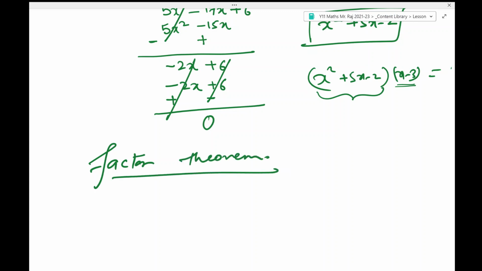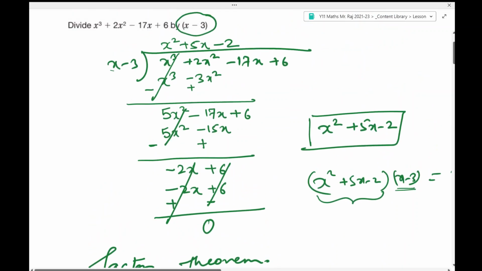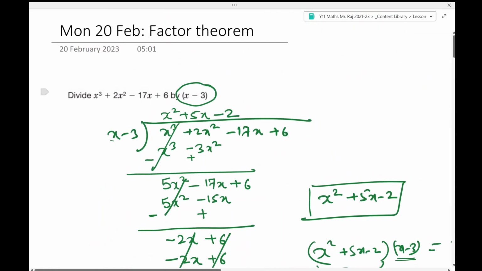So as per factor theorem, if you have a factor, let's say x minus 3, in order to check whether x minus 3 can divide x cube plus 2x square minus 17x plus 6, divide means whether it will leave the remainder as 0. Right? That's what dividing means. When you are dividing, let's say, 5 by 2, you will get your quotient as 2, but you will also get a remainder as 1. It is not completely divisible. Whereas 26 is completely divisible by 2, because if you divide 26 by 2, you will get the remainder as 0.